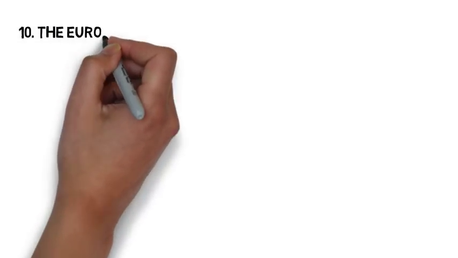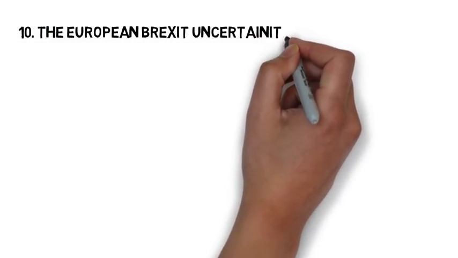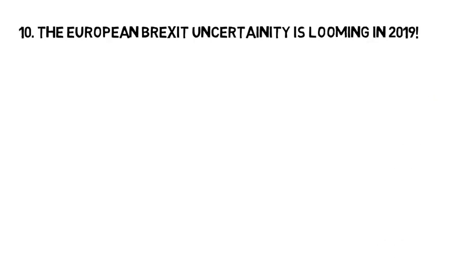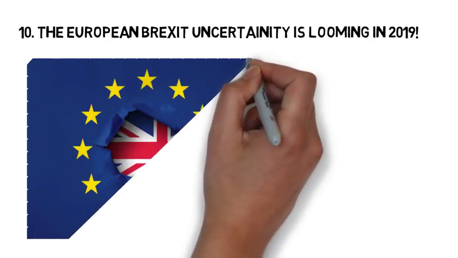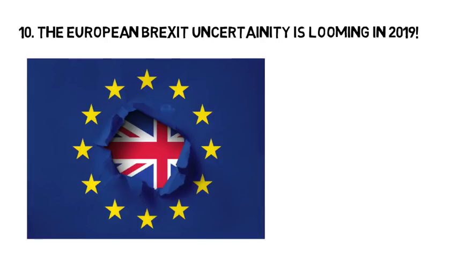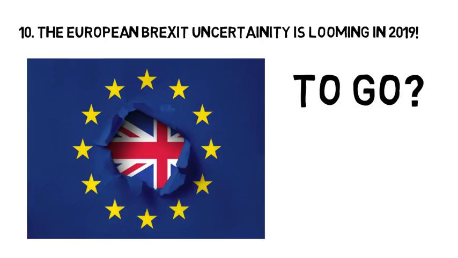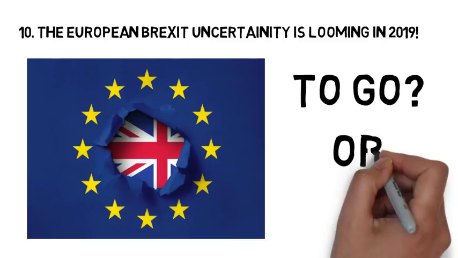Number 10, Brexit. The European Brexit is looming in March 2019, and no one really knows what will happen when the UK leaves the European Union. But one thing is for sure, the stock markets hate uncertainty.